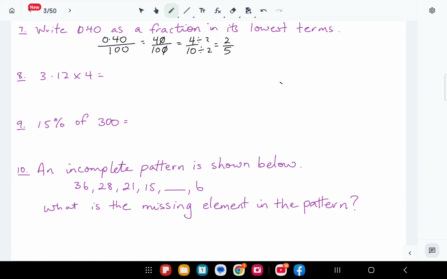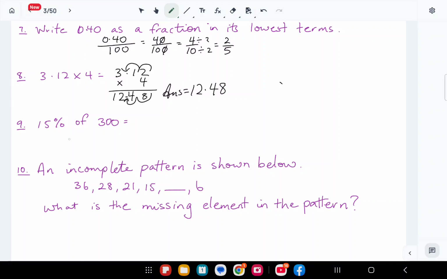Next we have 3.12 multiplied by 4. So 2 multiplied by 4 is 8. 1 multiplied by 4 is 4. 3 multiplied by 4 is 12. Now we count how many places the decimal point moved, starting on the right-hand side: 1, 2. So this becomes 12.48.